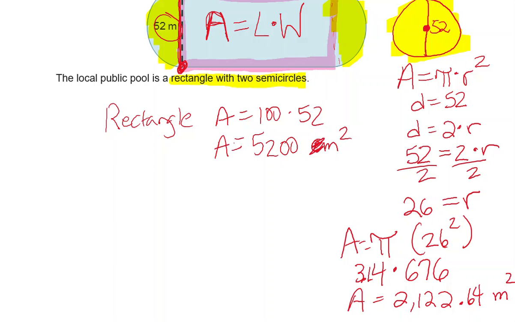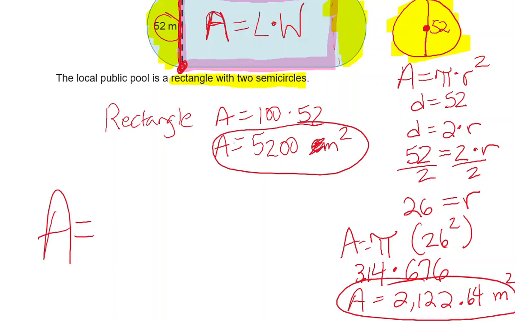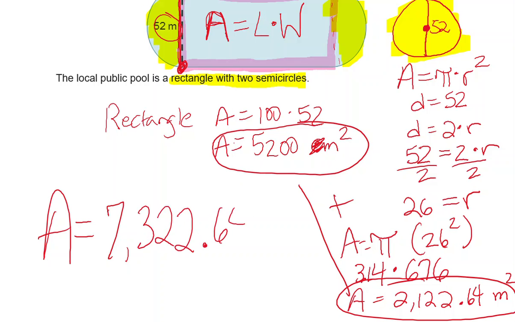All right, so now we have two pieces. We know the area of the rectangle and we know the area of the circle, which is two semicircles on either end. And now we can add to get the entire area. We would add our two pieces together, and we would see that the area is 7,322.64 meters squared, approximately, technically, since we had to use pi to estimate our answer for the circle.